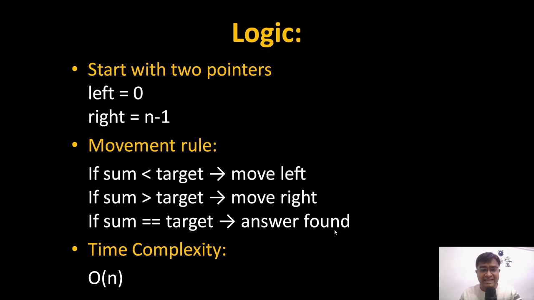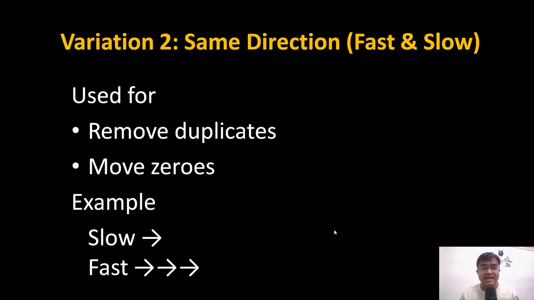Now let's move on to the second technique, the second variation, that is the same direction. In this you have a fast pointer and a slow pointer. For this kind of technique, you will encounter problems like remove duplicates and move zeros. So here you have two pointers.